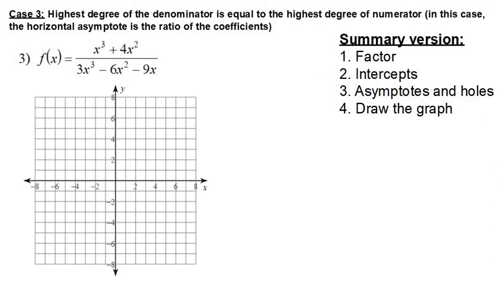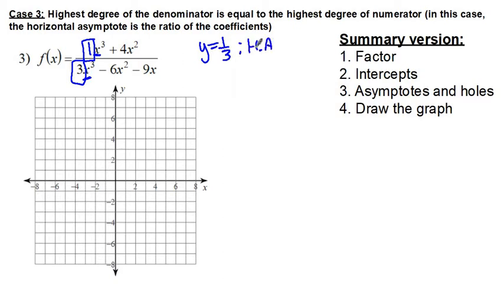All right, so we've talked about case 1, case 2, and now we're going to talk about case 3. Case 3, when it comes to horizontal asymptotes, is when the highest degree in the denominator, in this case x cubed, is the same as the highest degree in the numerator. And this is also an x cubed. And in this case, it's simply the ratio of these coefficients. So 1 over 3 would be your horizontal asymptote.